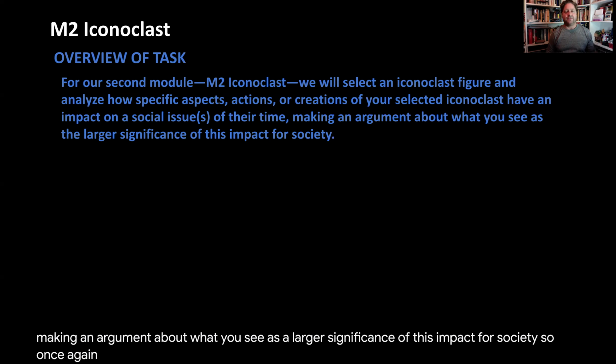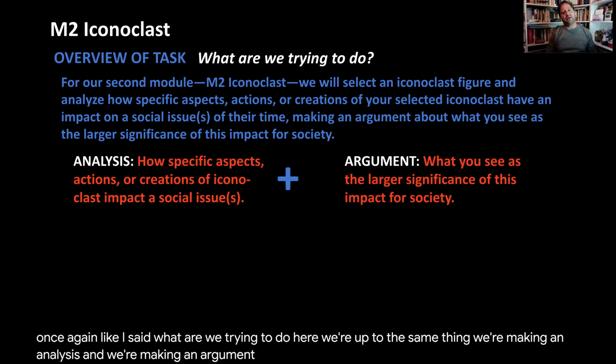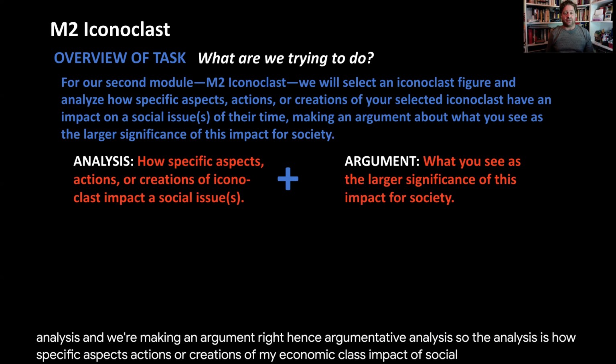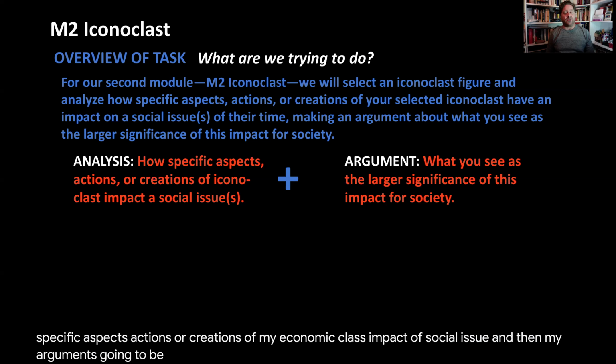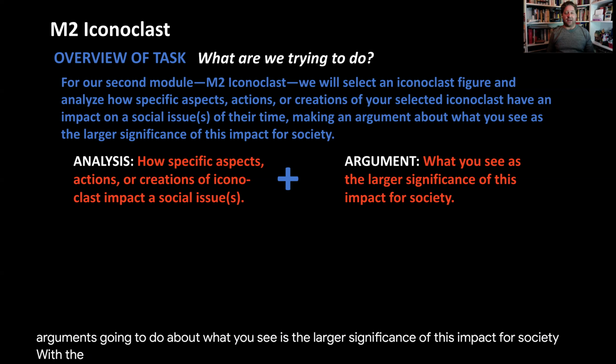So once again, what are we trying to do here? We're up to the same thing. We're making an analysis and we're making an argument, hence argumentative analysis. So the analysis is how specific aspects, actions, or creations of my iconoclast impact a social issue. And then my argument is going to be about what you see as the larger significance of this impact for society. So again, not unlike with the selected narrative, but obviously the focus is different.